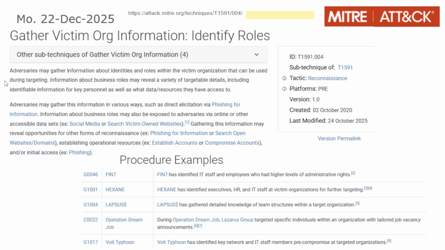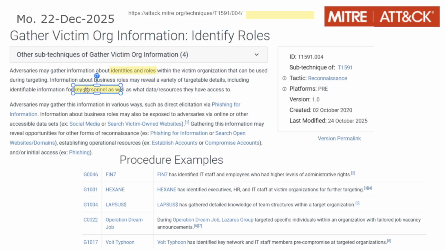Adversaries may gather information about identities and roles within the victim organization that can be used during targeting. So let's mark this down. It's about identities and roles. I mean, the title already says Identify Roles, yes, but information about business roles may reveal a variety of targetable details, including identifiable information for key personnel.